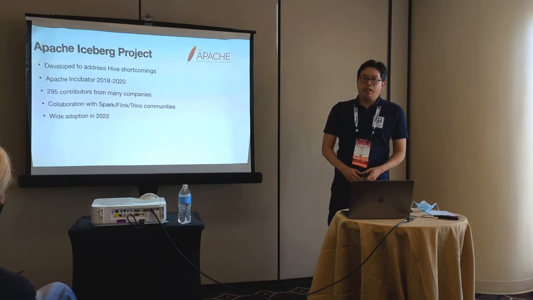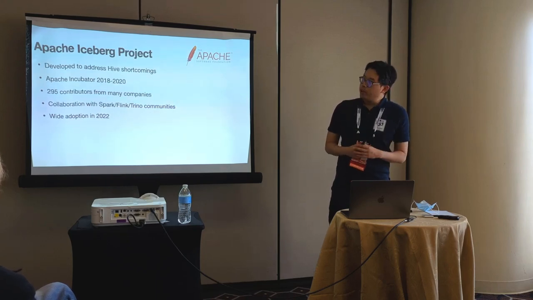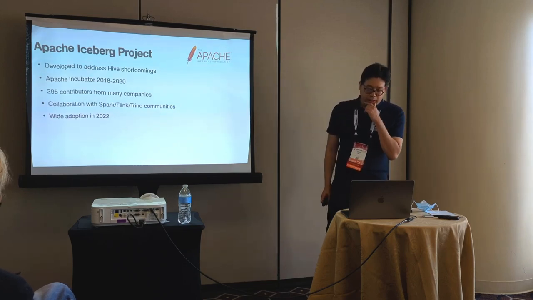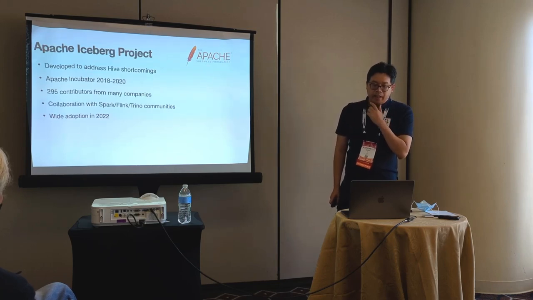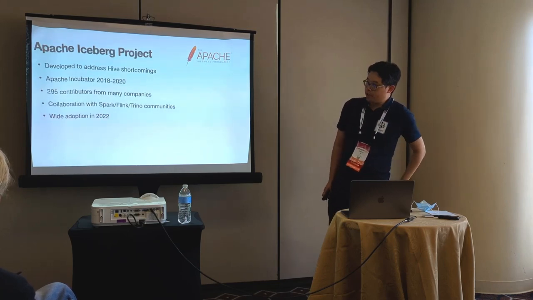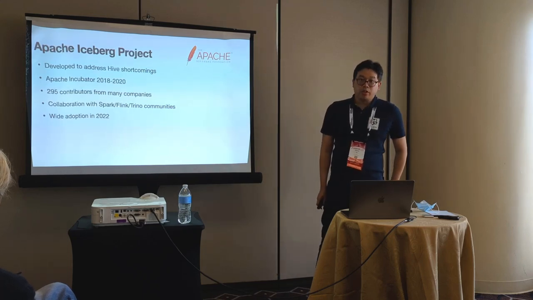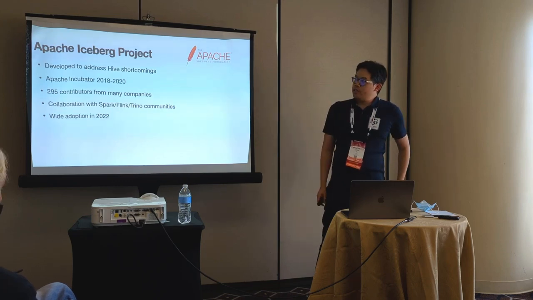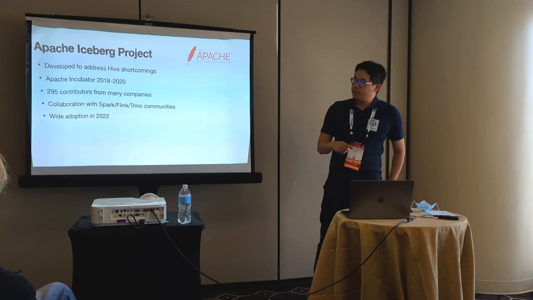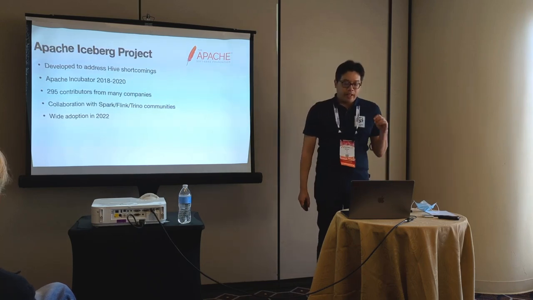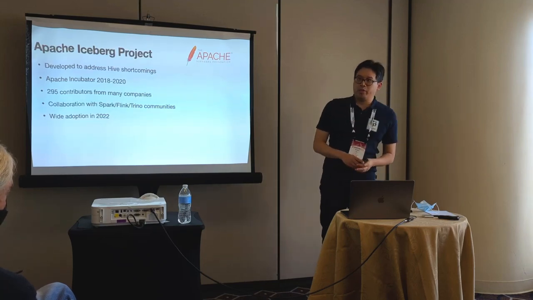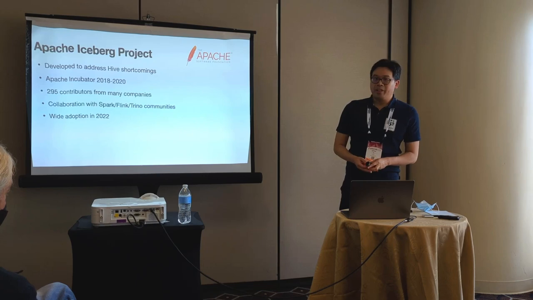So a little bit about our projects. Apache Iceberg, I think in the big data world, is one of the newer projects. It was developed to address the shortcomings of Hive. It incubated in 2018, graduated in 2020, and now has a big community, almost 300 unique contributors. We also collaborate a lot with other communities like Spark, Flink, and Trino, because they're kind of our interfaces. So there's a lot of work in those communities also for Iceberg. And this year, Iceberg has really grown in adoption, with a lot of companies announcing support for Iceberg in their commercial distributions. So it's really great for the community right now.